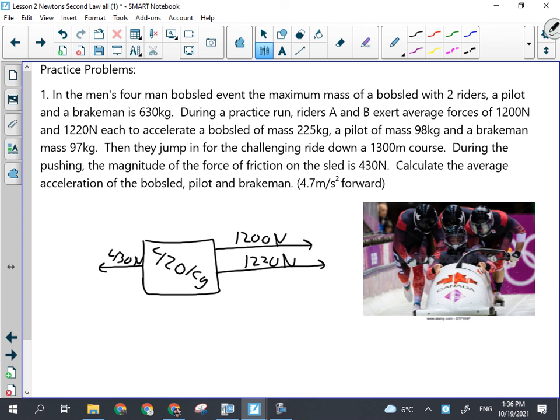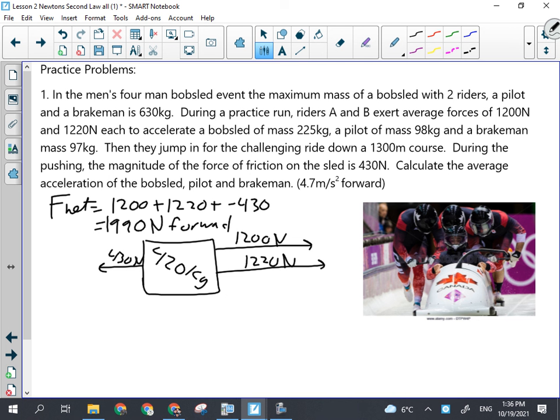Now what do we do? Find the net force. 1,200 forward plus 1,220 forward plus 430 backwards, or negative 430. So we're looking at 2,420 minus 430, 990? I probably shouldn't do stuff like that. Is that the right number? 1,990. Yeah, that's better. That's what I should do in my head. So 1,990 newtons forward. Now I've got my net force.